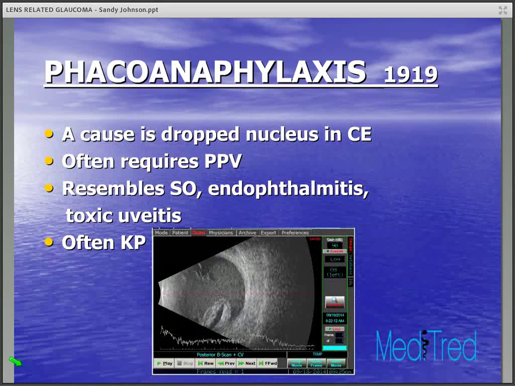One etiology can be a dropped nucleus, just like that can cause lens particle glaucoma. In that situation, the patient really needs a PPV, a vitrectomy, to clean that out. The presentation can look like sympathetic ophthalmia, it can look like endophthalmitis, it can look like toxic uveitis, because they all often have KP as well. And you can see this B scan shows you a dropped nucleus. You can see the groove in the nucleus, which is kind of cool, and you can see some vitreous hemorrhage as well. So this is a patient at risk for both phacoanaphylaxis and lens particle glaucoma.